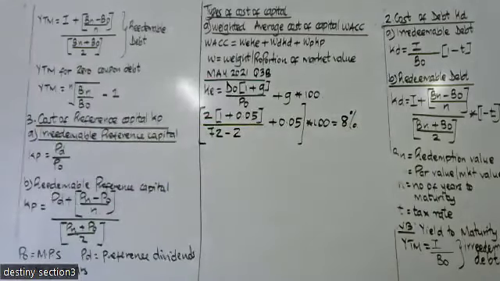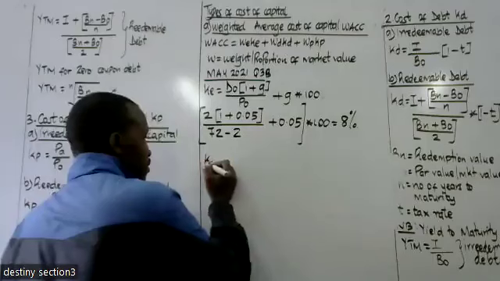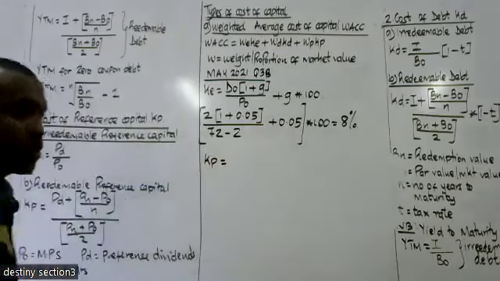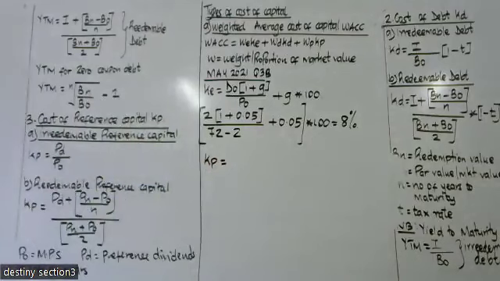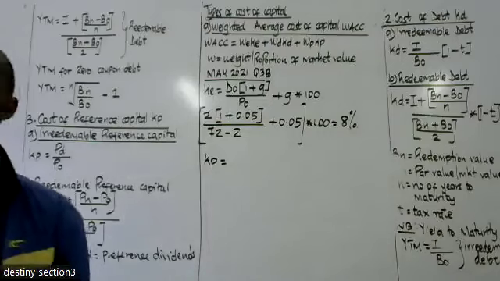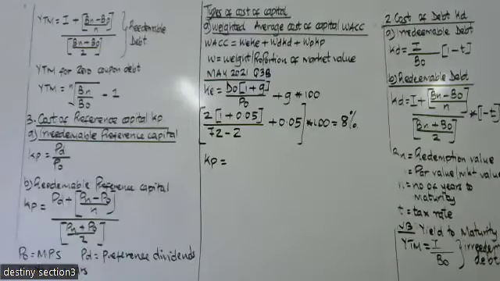All right. The next component cost is the cost of preference shares. Preference shares are either redeemable or irredeemable. Redeemable means they can be redeemed after a number of years, or they have a maturity period. If they don't have a maturity period, they are irredeemable. They are there forever. Redeemability means you can change them into other forms of securities.